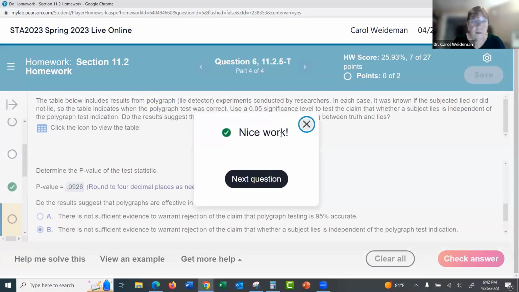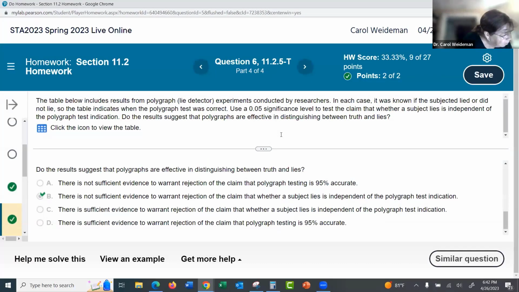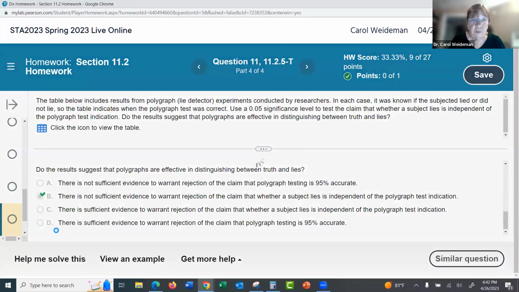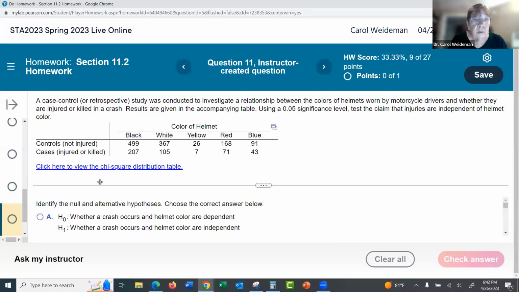Okay, and then I was going to do number 11. Let's try another one where we actually do the chi-square. You don't have that many problems to do in this section. So this was a study. It was a retrospective study. Remember retrospective studies? Good review for you for the final.